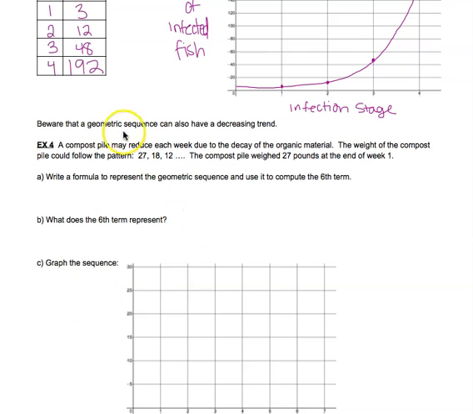So a compost pile may reduce each week due to the decay of the organic material. The weight of the compost pile could follow the pattern 27, 18, 12, so on and so forth. The compost pile weighed 27 pounds at the end of week 1. Write a formula to represent the geometric sequence and use it to compute the 6th term.